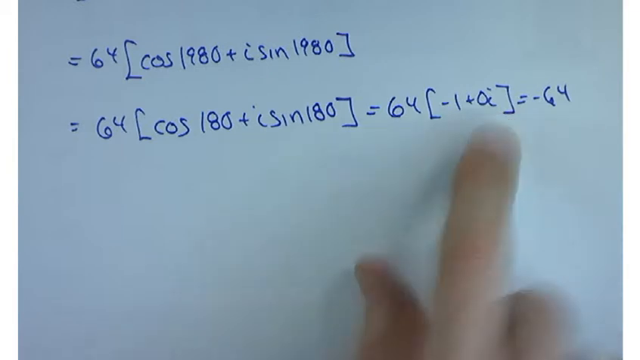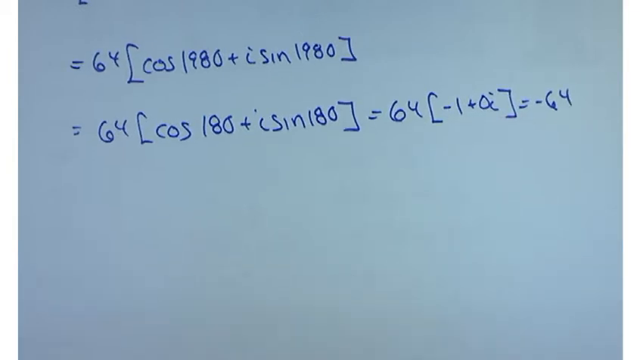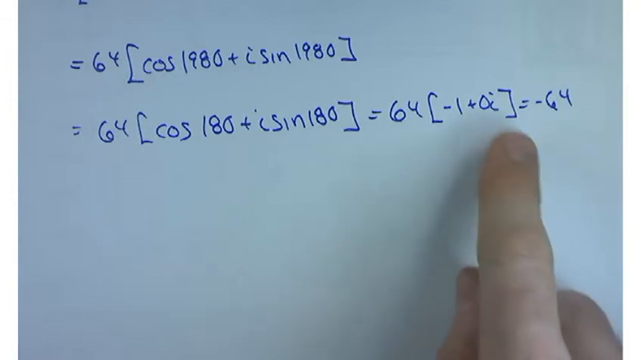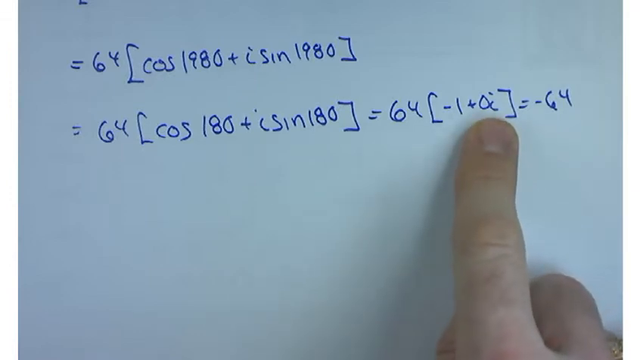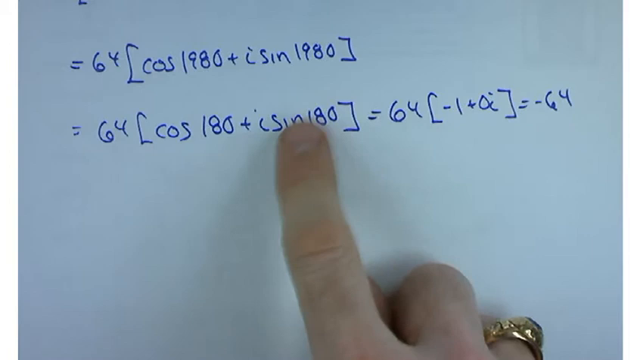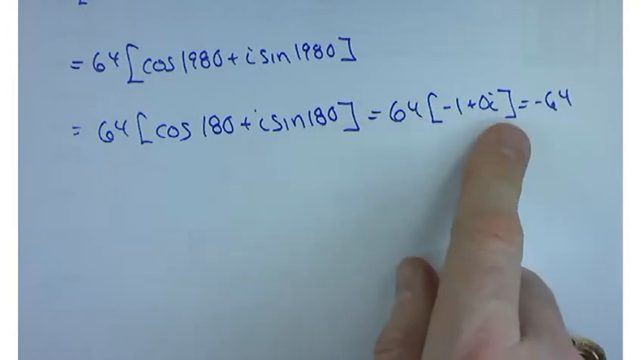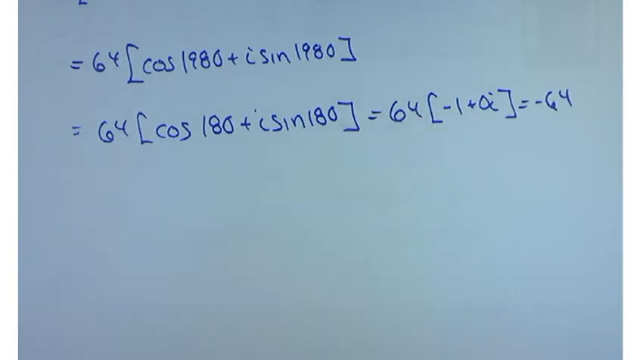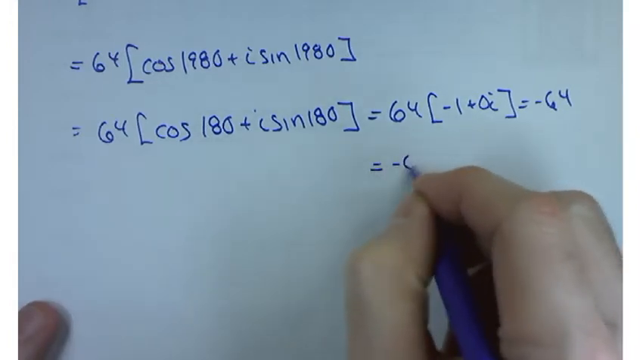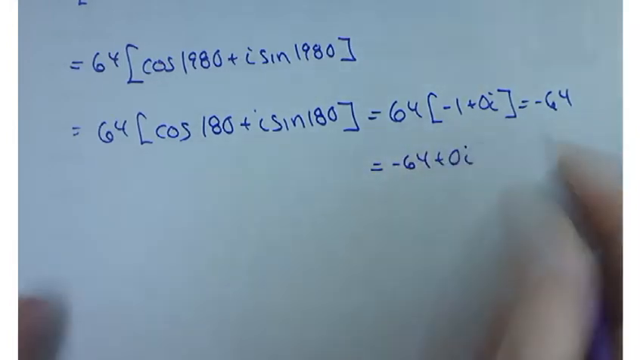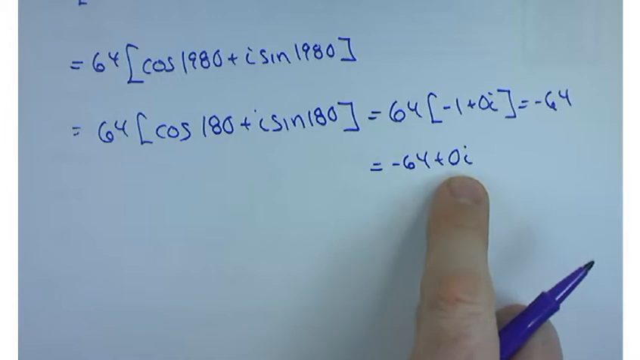Anything else? Is there a way to check it? 0i. Right, because sine of 180 is 0. So 0 times i is just 0. So when I distributed the 64, I just left it off. You could, with your answer, write -64 plus 0i, but I probably wouldn't bother with the 0i myself. There's nothing wrong with it, though.